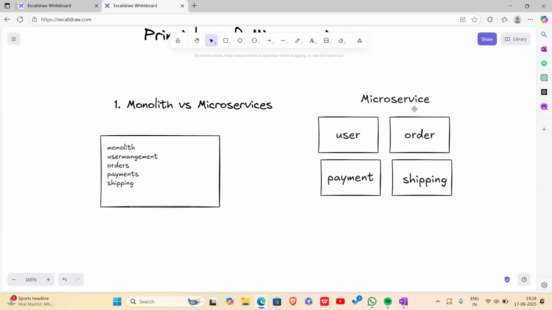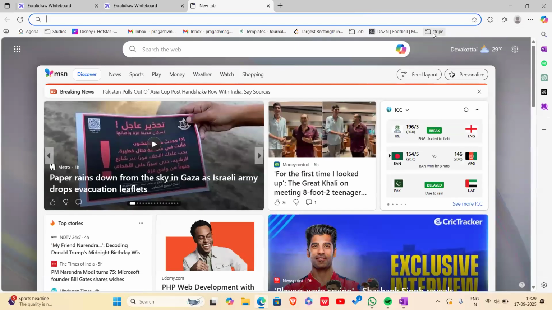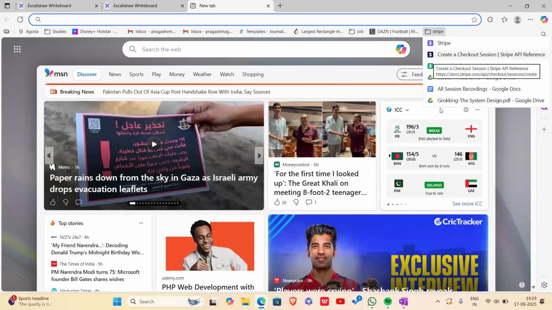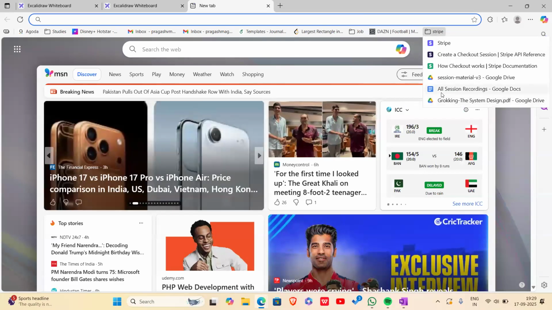For microservice, the user is going to run in one service, order is going to run in a separate service, payment in a separate service, and shipping in a separate service. I'm going to show you something.